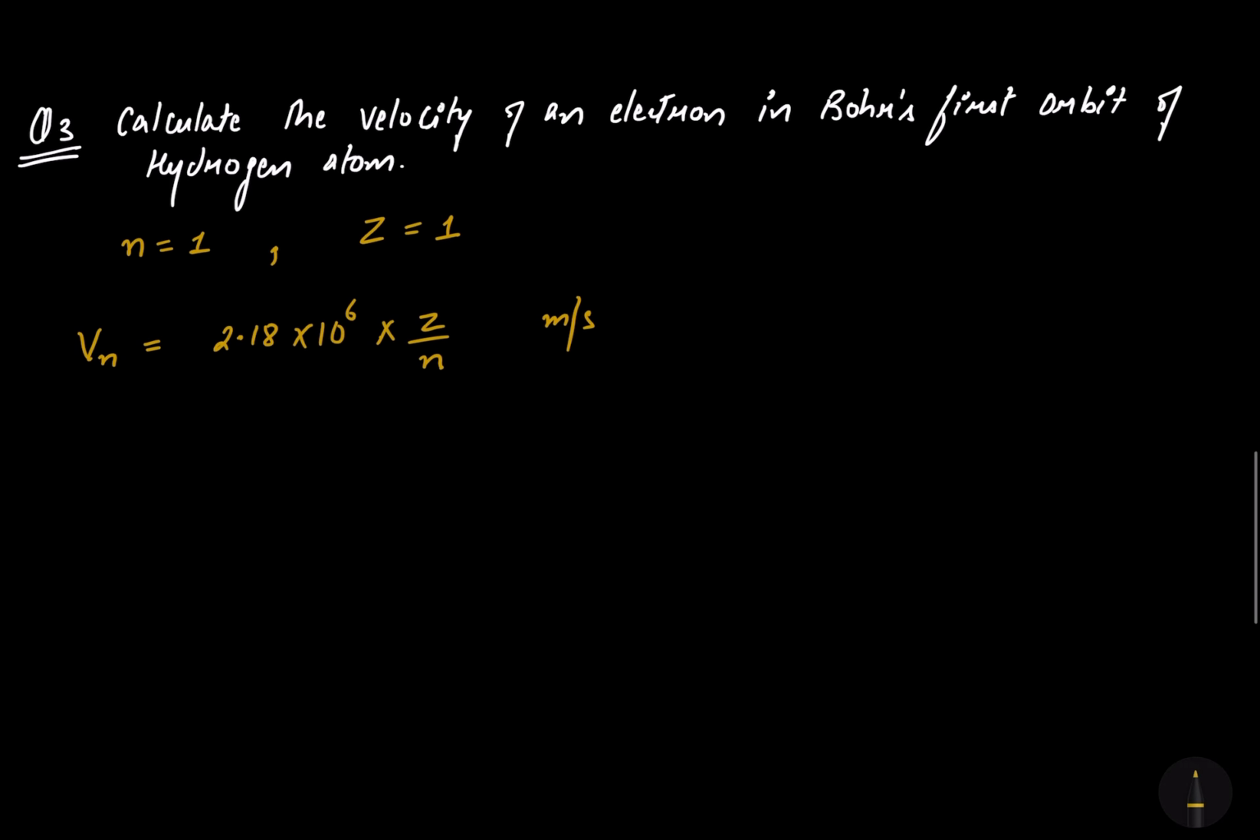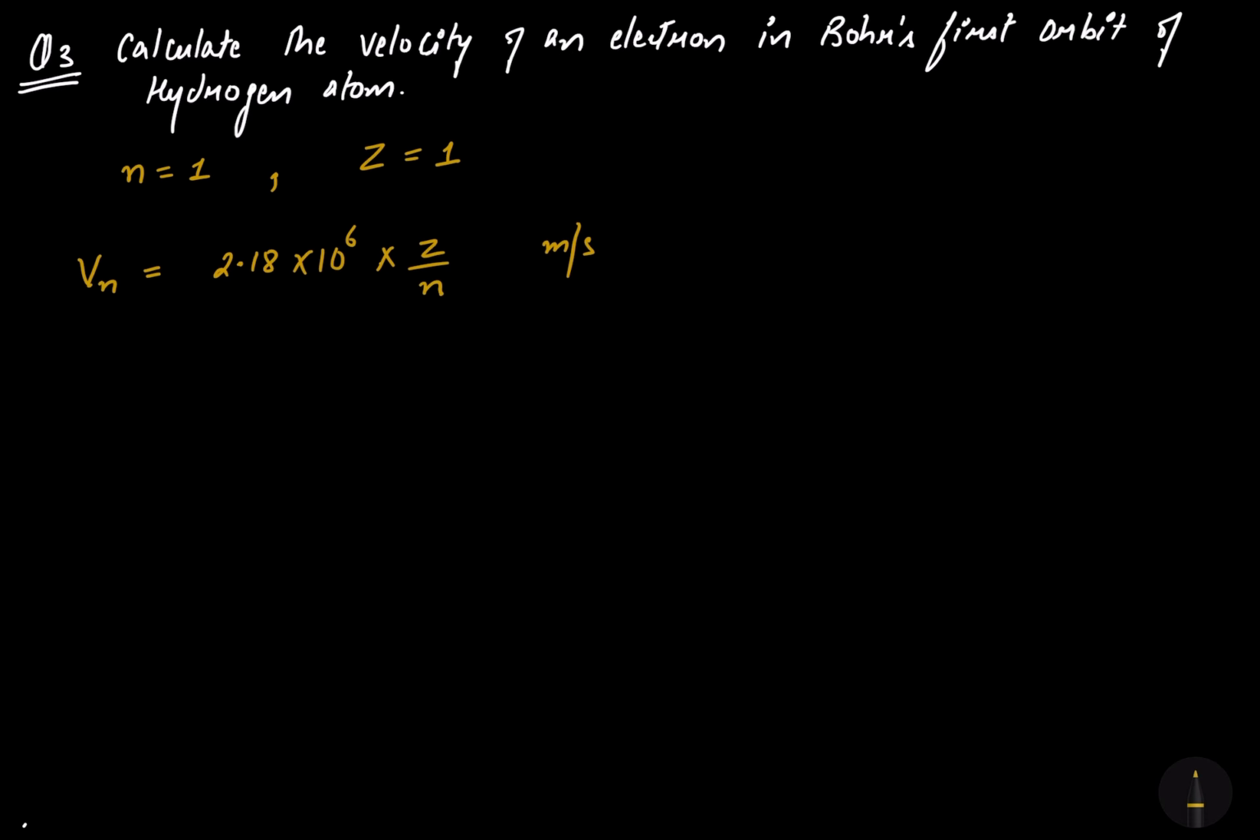Now we have to evaluate the velocity of electron in first orbit. So it comes out to be 2.18 into 10 raised to power 6. What's the value of z? It is 1, divided by the value of n, that's orbit number, which also comes out to be 1. So velocity of electron in first orbit comes out to be 2.18 into 10 raised to power 6 meters per second.